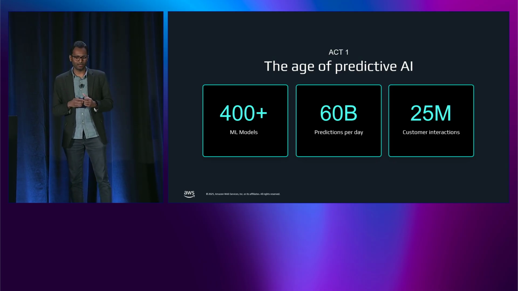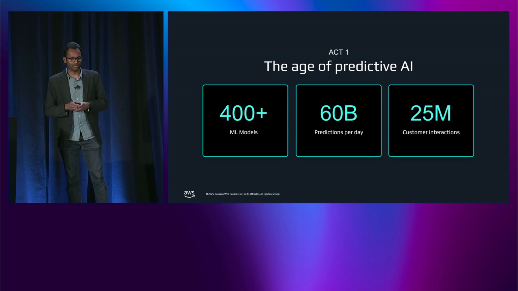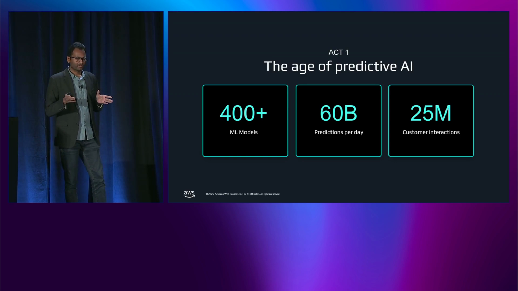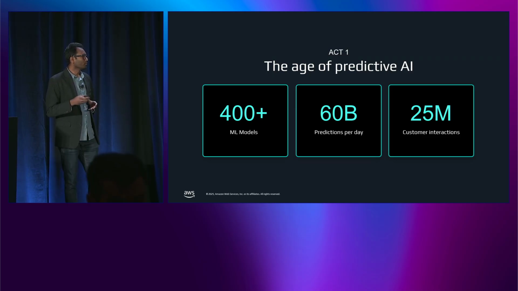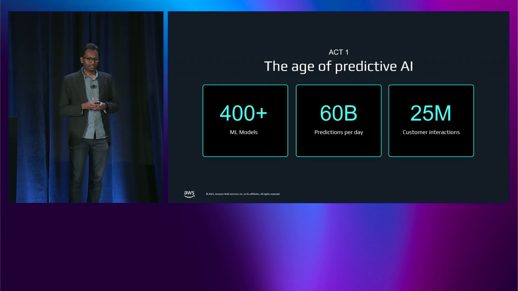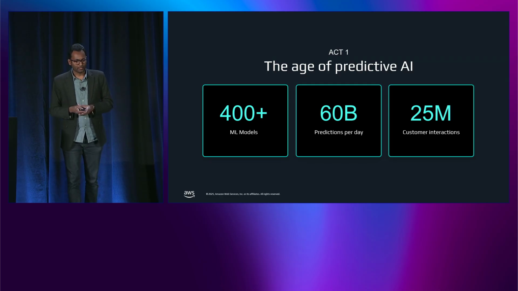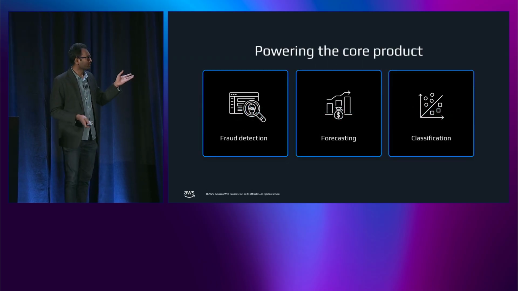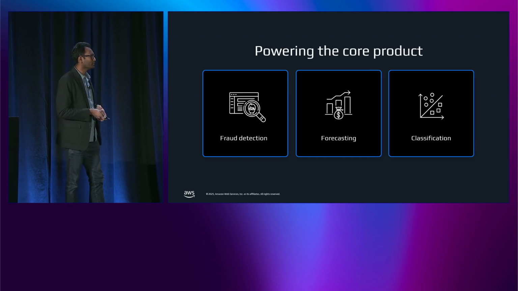If you see the numbers, we basically parse vast volumes of data to make about 60 billion predictions every single day across all these models. About 2 million transactions we categorize using these models, and 25 million plus customer interactions via NLP. And these are the models that power our product experiences. So here are some of the models that are widely used across our business units and products.